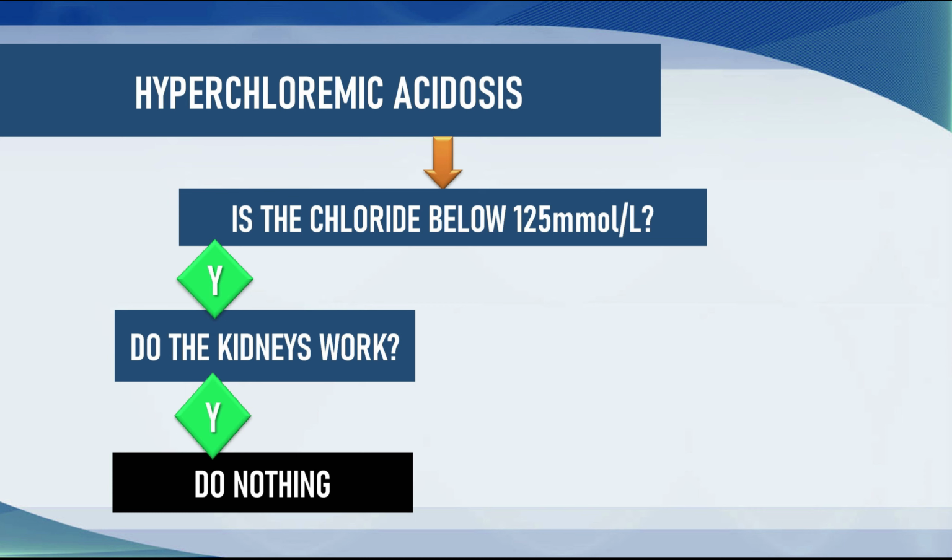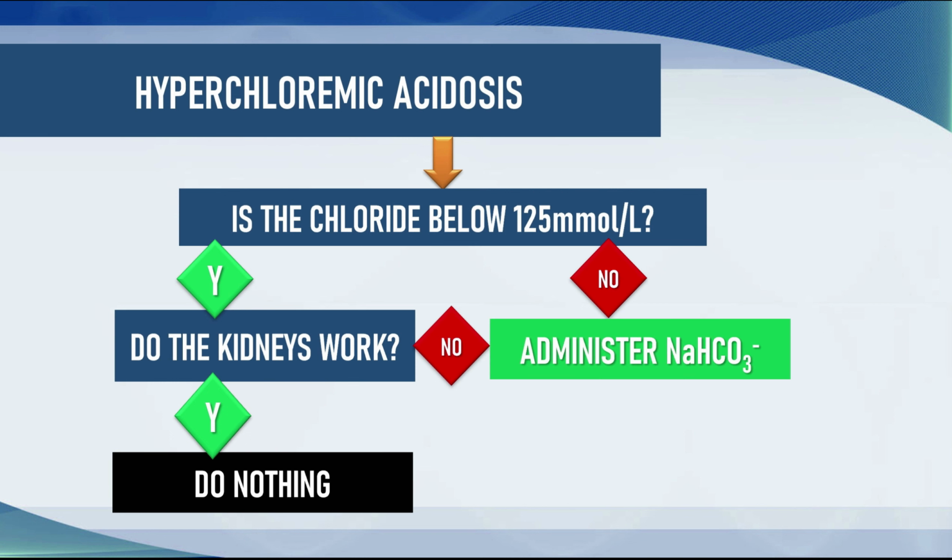Now, if the chloride is higher than 125 millimoles per liter or the kidneys don't work, then you have a problem. And I think the best thing to do in this situation is just to restore the strong ion difference and give the patient sodium bicarbonate. If that doesn't work, or if the patient is anuric, such as our second patient who was going for his kidney transplant, the thing to do is just dialyze him.